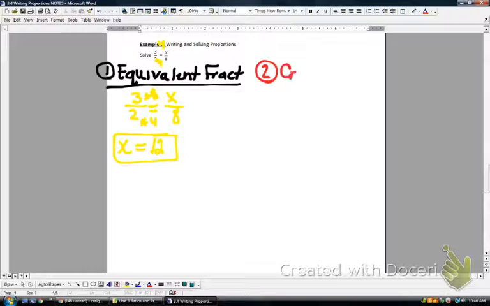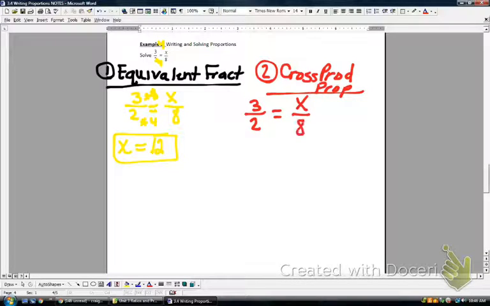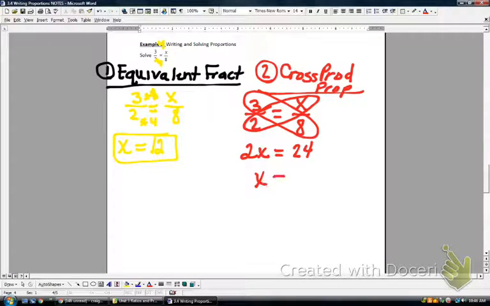Alright, then the second way that I'm going to do this is with the cross product property. So I have 3 to 2 equals something to 8. Cross the equal sign and multiply. 2 times x is 2x. Cross that equal sign and multiply. 3 times 8 is 24. When I solve for x, x equals 12.